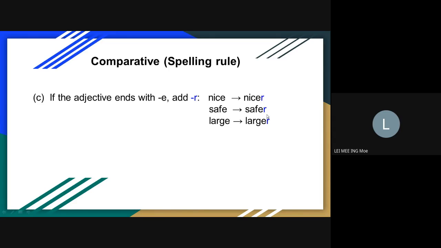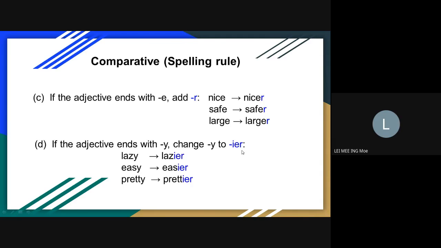Safe, the last letter here is an E. Safe, safer, plus R. Large. The last letter here is an E, so larger. Rule number 4. If the adjective ends with Y, we change Y into IER.